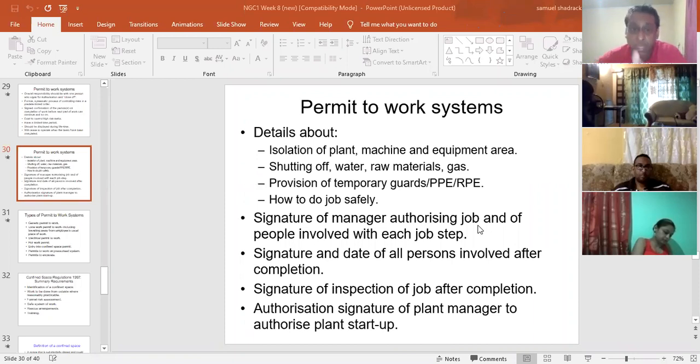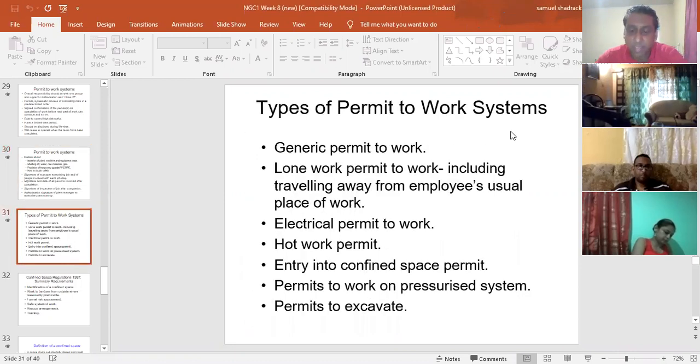It would have things like PPE. I didn't have that on my slide, but I think I have it on the other slide. Things like the PPE requirements and stuff like that, right? But yeah, so those are the types of permits there.